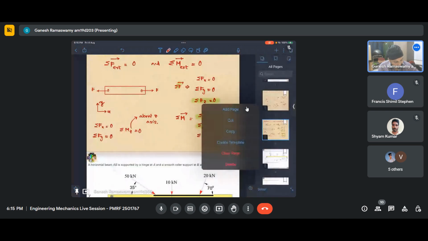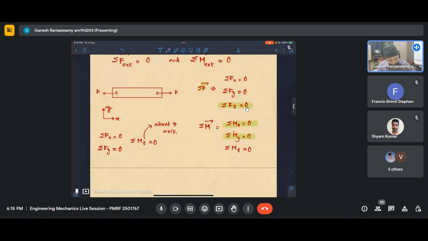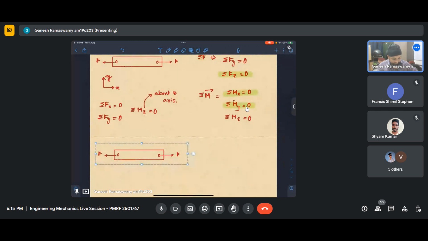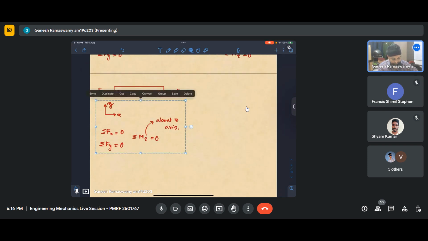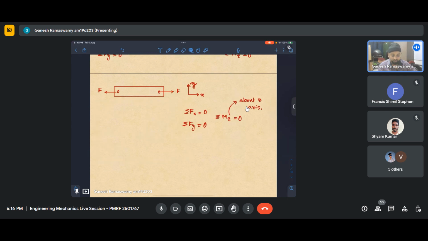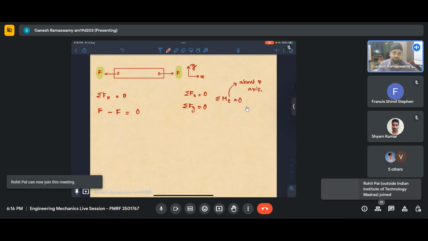If that be the case, now that we have seen this example, we saw two examples, one of an aluminium bar, aluminium link, and one of a rubber band. So now we know, let us take this to be the xy plane, and we have three equilibrium equations. If I write sigma fx equaling 0, what does that give me? I have one force here plus F, and I have another force here which is pointing in the negative x direction, minus F, equaling 0. We saw that there was no acceleration because essentially the link was in its place. So there was no acceleration of the body as such. So sigma fx is satisfied.